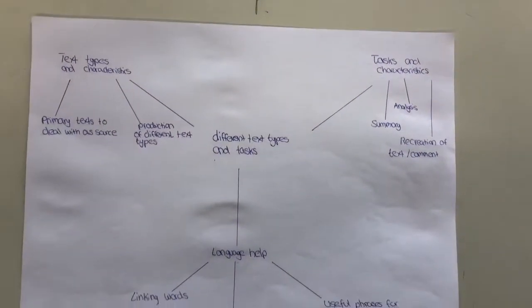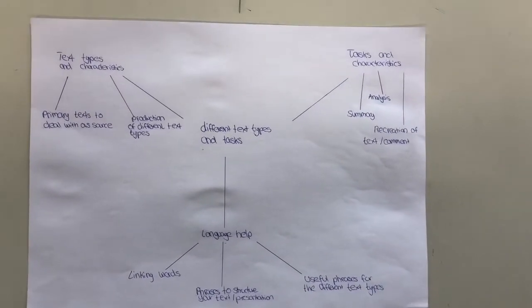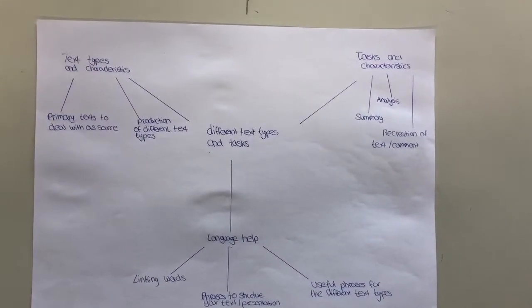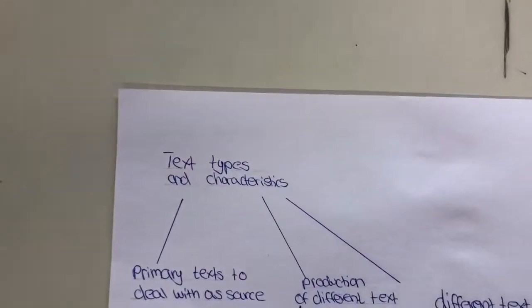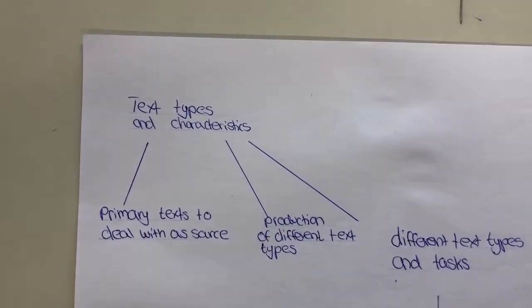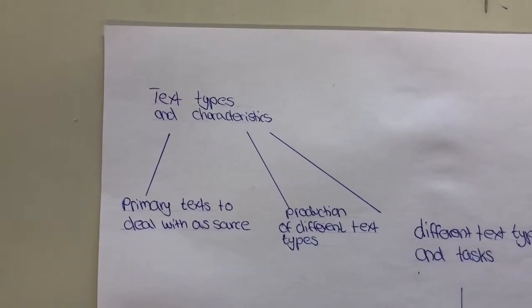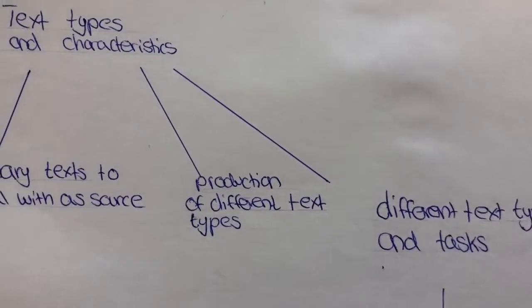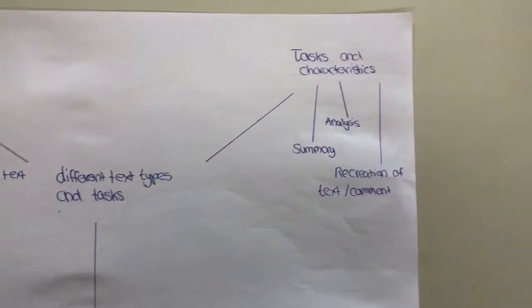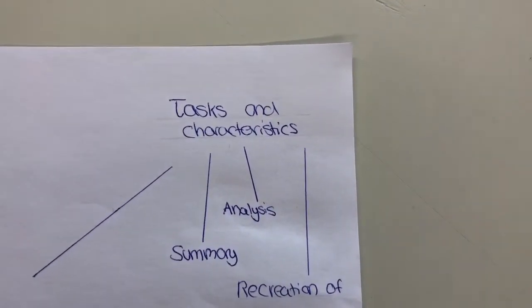Our topics are the different text types and the tasks that you can expect in your A-levels or oral exam. First, we want to tell and show you something about the different text types and their characteristics. This topic includes primary text to deal with as a source and the production of different text types. Then we will move on to the tasks and their characteristics that can be given to you in your exams.